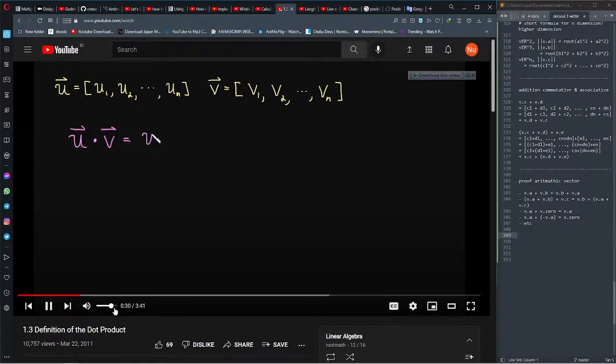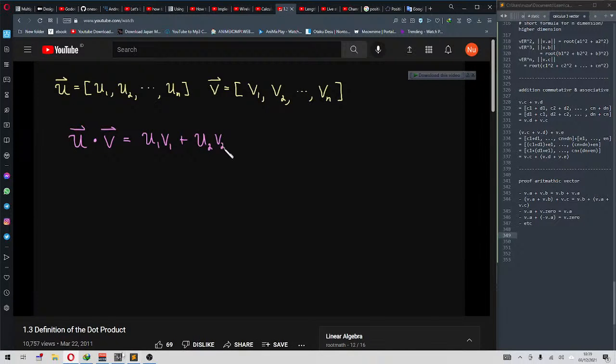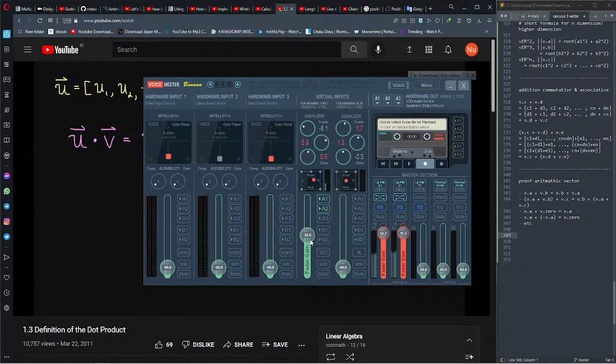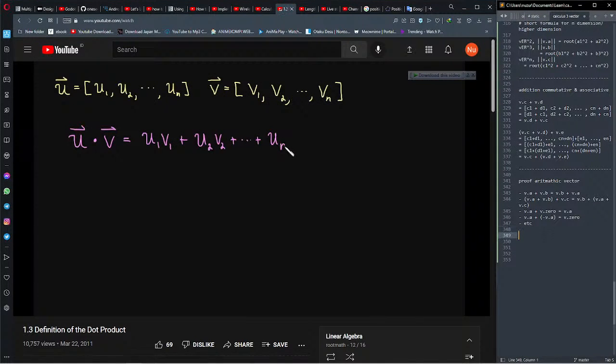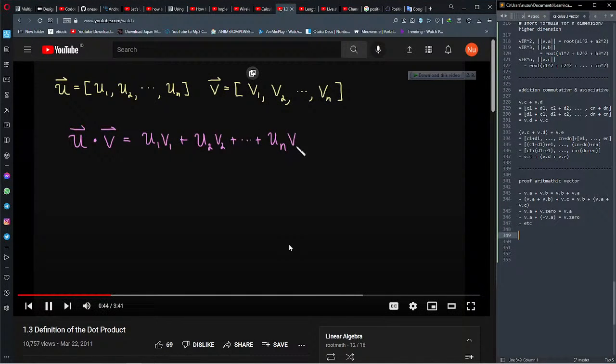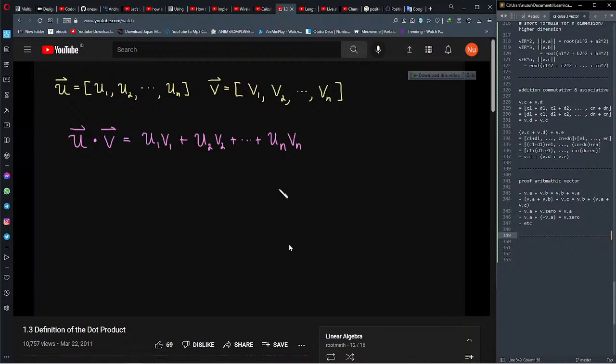We do u1 times v1 plus u2 times v2 plus u3 times v3, and so on, all the way till we get to the end, un times vn. Why is that a surprising way to define a product of two vectors? Well, look at the result.